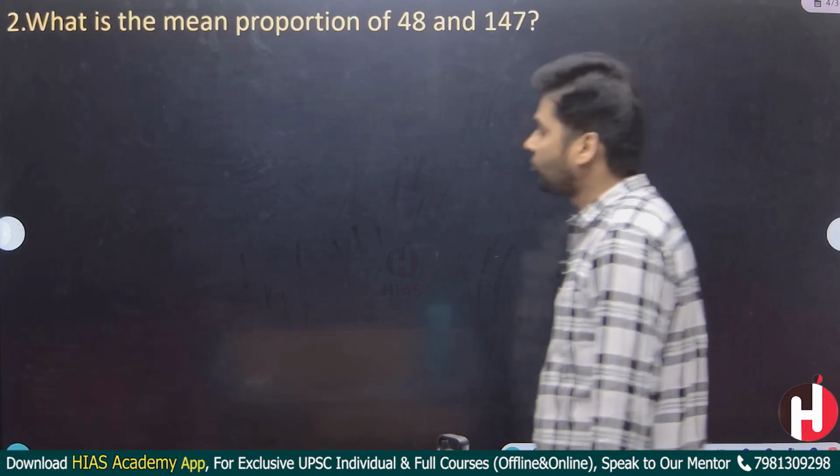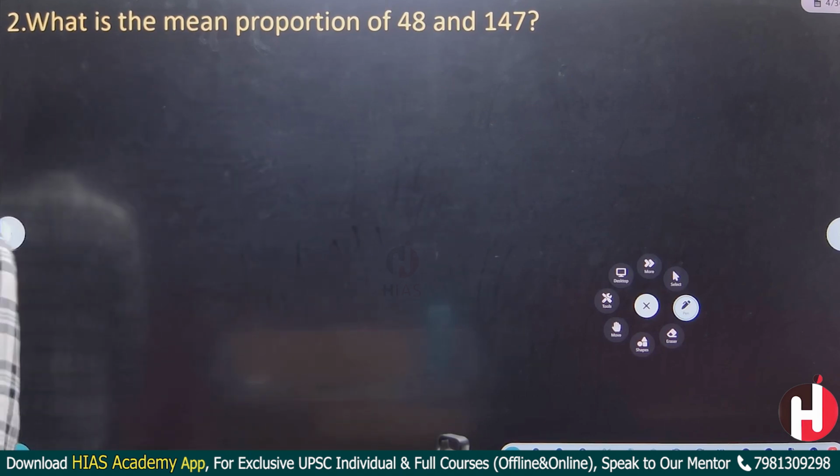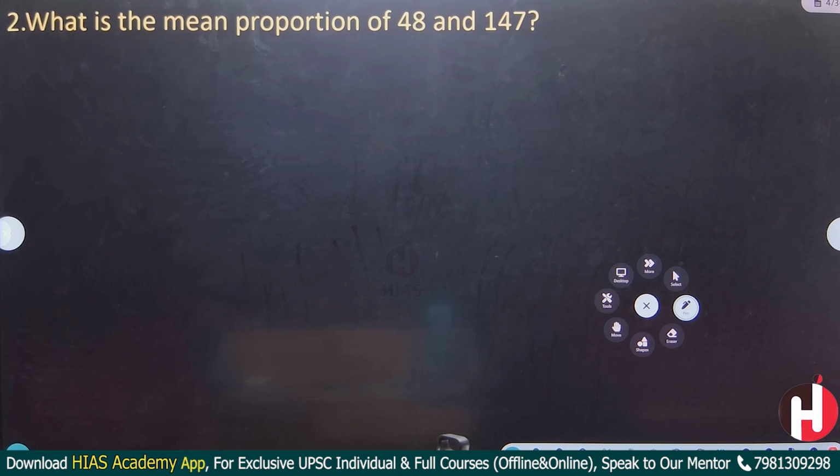What is the mean proportion of 48 and 147? How do you find the mean proportion? Square root of the product of the two numbers. What is the mean proportion of 48 and 147?